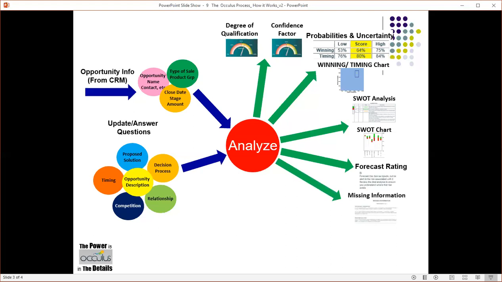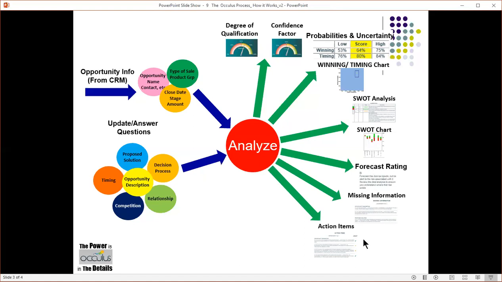From there, we talked about missing information. What Occulus does is it keeps track of all the information that it needs, and anything that's missing, it will print out a report for you and simply say, you need to get this additional information. And that report is printed by category. So if you look at the SWOT chart and you notice this one category here has a bigger gap, you'll see that if you go to the missing information, it will give you that information.